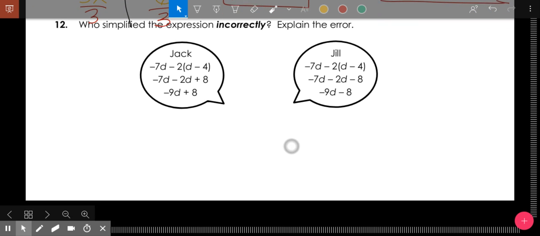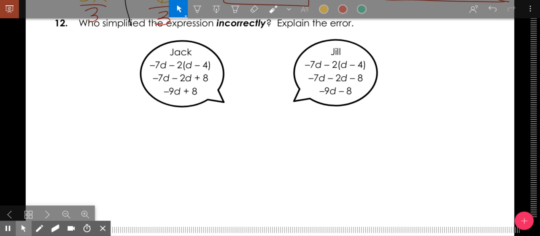Next, we're going to look at Jack and Jill again. This is the exact same problem from your study guide, actually. So if you remember that, Jack, so he has negative 70, just brings that straight down. He has negative 2 times d and negative 2 times negative 4. Should get negative d plus 8. And then he combined negative 70 and negative 2d to get negative 90. That's his answer. He did good.